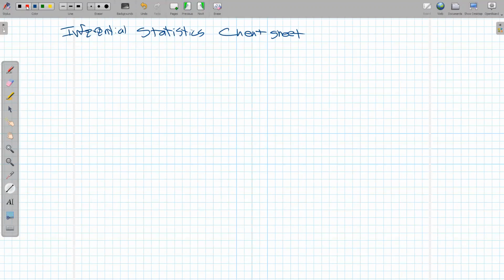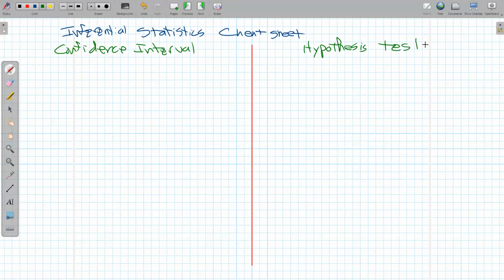I was modeling this after the way StatKey is designed, and StatKey gives us a bunch of groups of things to do. In the inferential version, we can either do a confidence interval or we can run a hypothesis test, and StatKey groups them like that. As far as the confidence intervals go, we're going to run either a proportion or a mean. Either we're working with some categorical data and we have a proportion based on that, or we have numerical data and we have an average from that. So proportion versus a mean.